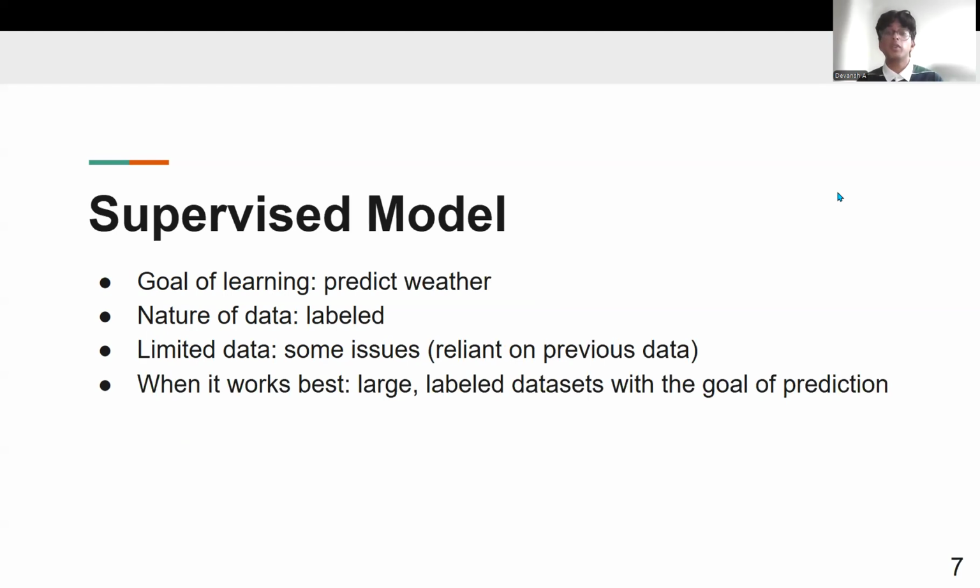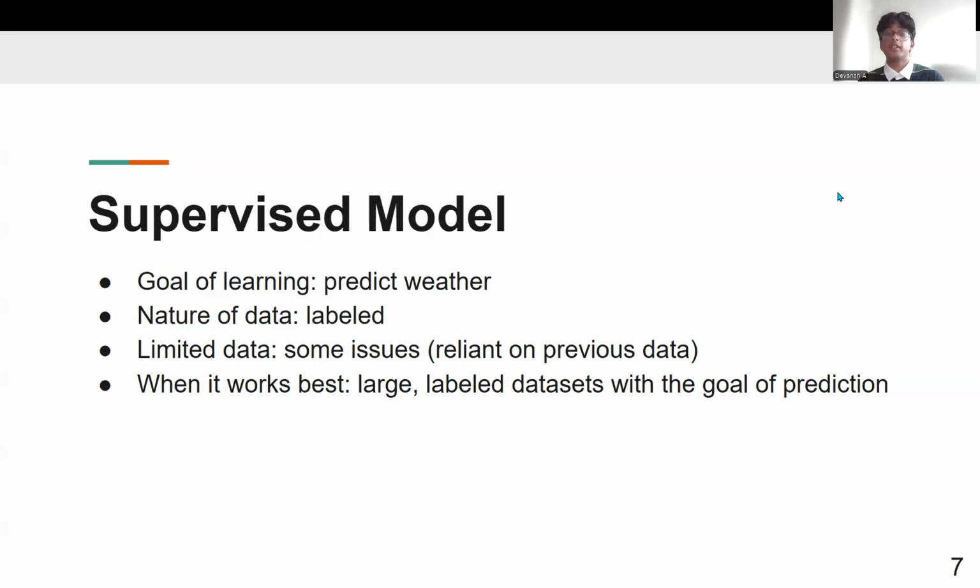My supervised learning model focused on predicting the weather and addressing the specific goal of forecasting future conditions based on past data. This was possible because the dataset was labeled, providing clear input-output pairs for the training. And with the limited data, however, the model faces some issues. Because it relies on past data, it is not able to accurately predict future data, or rather test data, based on a smaller sample size.